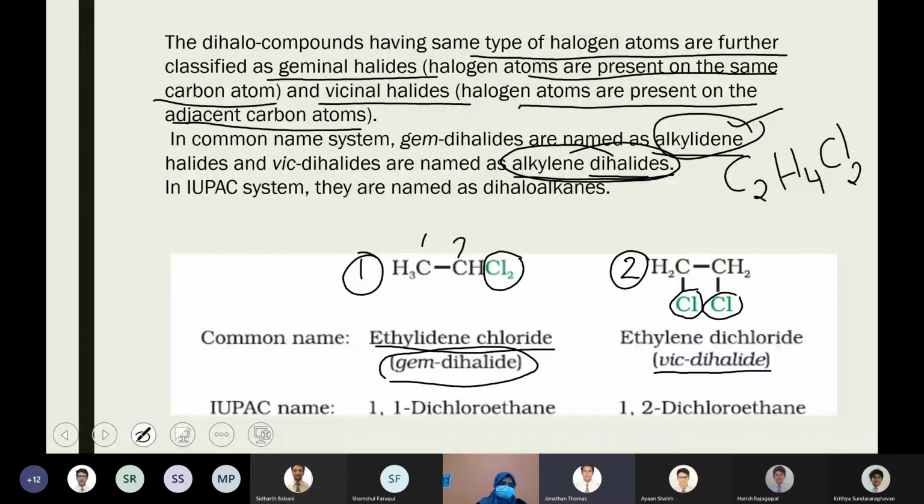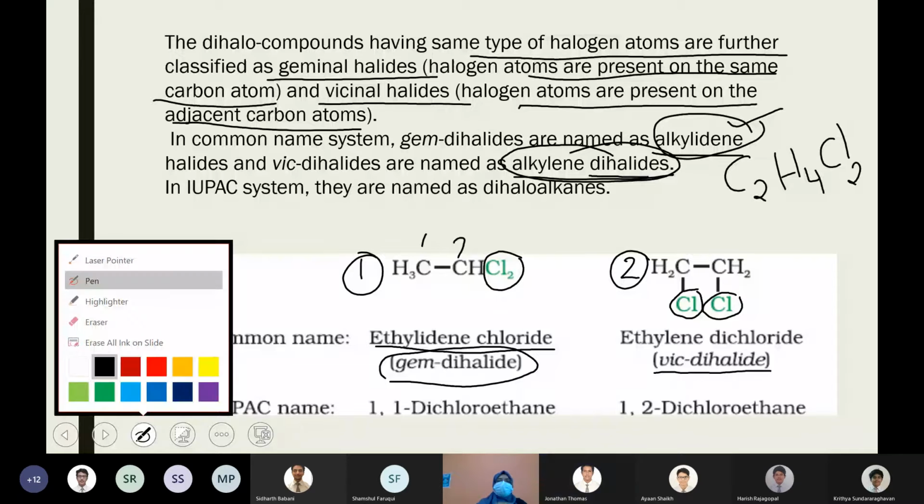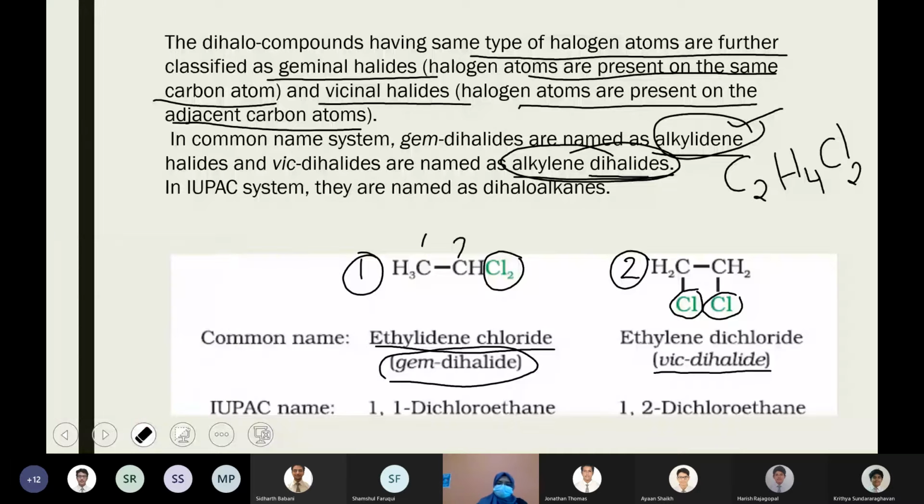These are also haloalkanes. In a haloalkane, a minimum of one hydrogen should be replaced with a halogen. Here, two hydrogens are replaced with halogen. That is the only difference. You can have more. If all the hydrogens are replaced with halogen, that is also a haloalkane.